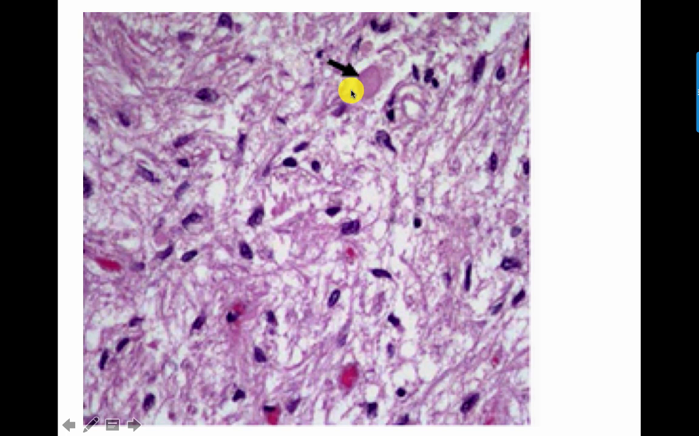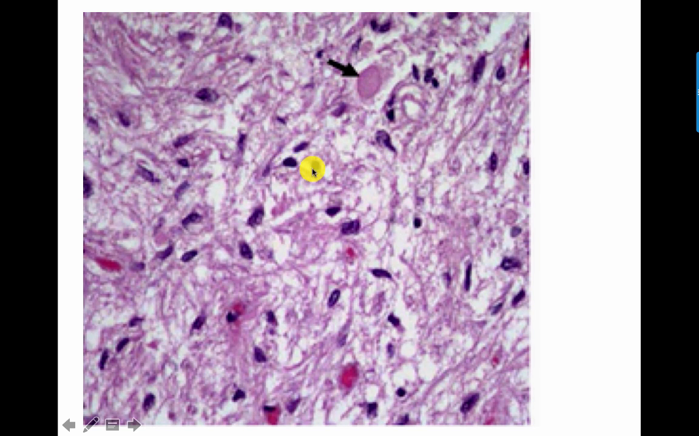Here we can see the Herring body, which is acidophilic, pale stained, and it is not provided with nuclei like those of the fenestrated capillaries here. And the fenestrated capillaries are more darkly stained, containing blood, but here it is lightly stained, no nuclei, and these are the accumulated secretions, Herring bodies.